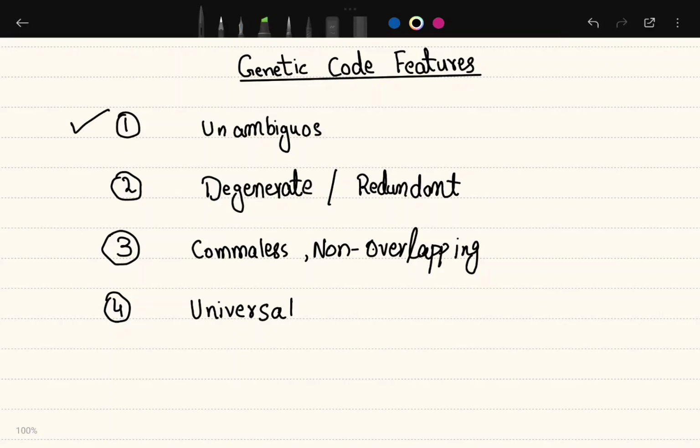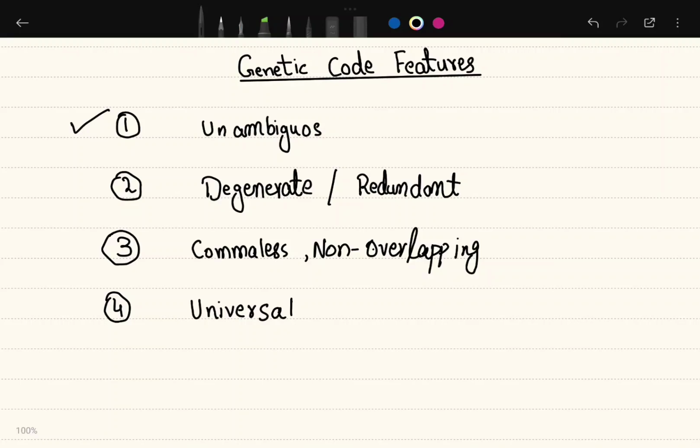Degenerate, redundant. Most amino acids can be called upon by multiple different codons. It's like hi and hello all mean the same thing. There are two specific amino acids, methionine, the starter, and tryptophan. They have only one codon each.